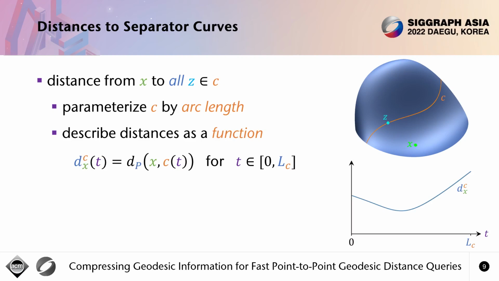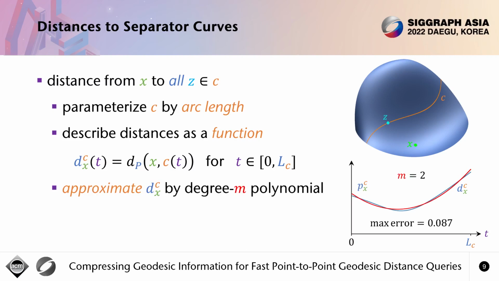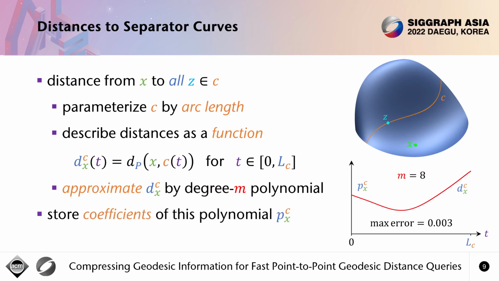Now these functions sometimes can be quite complex, and in order to store them, we approximate them by a low-degree polynomial. So here you can see an approximation with a quadratic polynomial, here with a quartic and a sextic and a degree 8 polynomial, and you see that, of course, the error goes down as we increase the degree. And we found that degree 12 is in most cases more than enough to get down to a very reasonably small maximum approximation error. And the advantage of this is that now we do not have to store all the distances to all points. That would be a continuum of values, but all we have to store is just the coefficients of this approximating polynomial. And that captures all the distances from a certain point x to all the points on the separator curve.